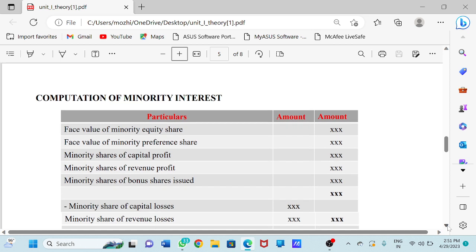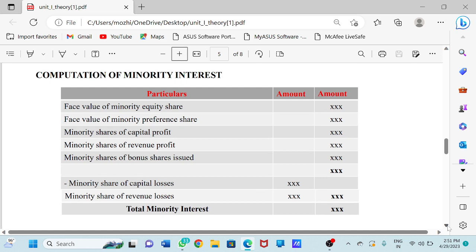After finding out the capital profit, we will take and allocate that in the holding and minority ratio. And revenue profit most probably will be given in the question in the adjustment itself. After the date of acquisition terms they will be using, and it will be given in the question. So we need not worry about the revenue profits. Then we'll move to the minority interest computation.